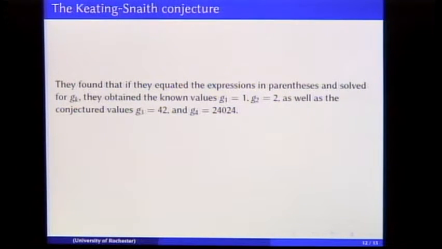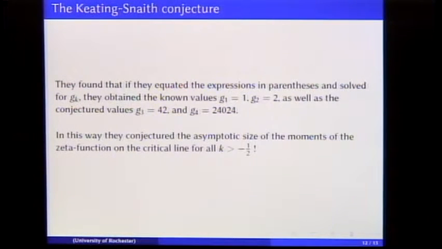And in '95, Conrey and Ghosh had conjectured G3 as 42. Their factor agreed with that. And in the late 90s, Brian and I conjectured this for G4, and their factor agreed with that. So I think that was quite compelling evidence that they had this right, and they were able to compute all the real moments for k bigger than minus a half. That's not minus a half factorial, that's minus a half. Wow.